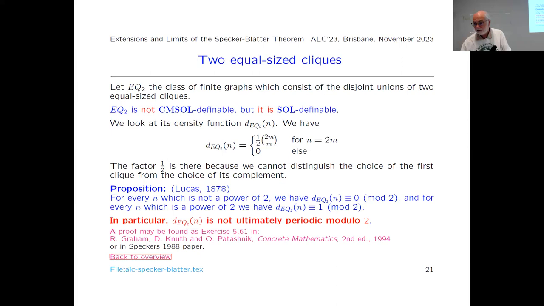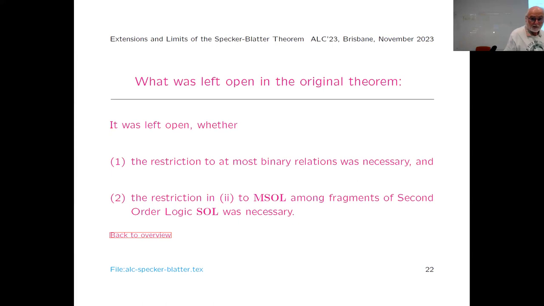So what was left open in the original work of Specker? Well, the restriction to at most binary relations. It was left open whether the restriction to binary relations was actually necessary, and whether the restriction to monadic second order logic among the fragments of second order logic was necessary as well.